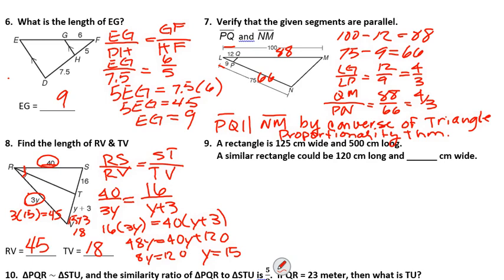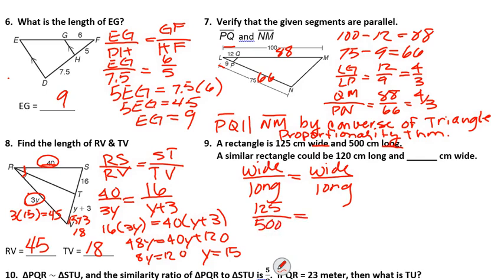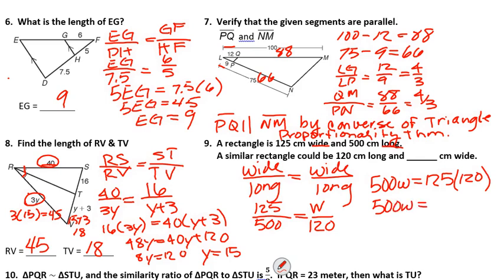Number 9 says, a rectangle is 125 centimeters wide and 500 centimeters long. A similar rectangle could be 120 centimeters long and how wide? So when we talked about these, I'm going to go ahead and set this up exactly the way it's in this problem. So we're going to do wide over long equals wide over long. So when we do that, we get 125 over 500 equals, now on the next one, we don't have the wide, that's what we're going to solve for, but we do have the long. So here again, we're going to cross multiply. So this is going to be 500W is equal to 125 times 120. That's 500W equals 15,000.